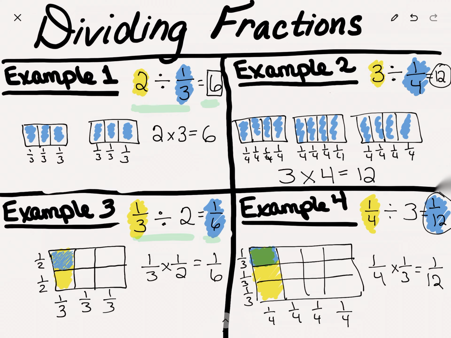The same thing with these two. 3 divided by 1/4 equals 12. 1/4 divided by 3 equals 1/12. There is that connection between the two, which in some ways makes it easier, but in some ways it also makes it easier to mix them up. So this just means you have to practice, practice, practice to be able to tell the difference between the two.